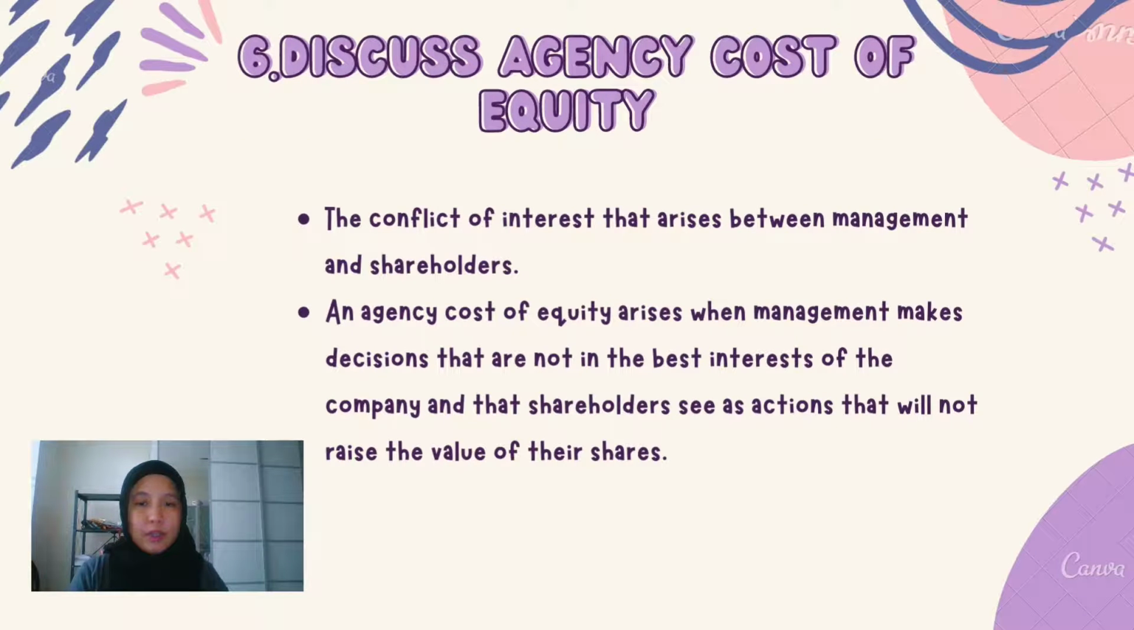The sixth question is to discuss agency cost of equity. Agency cost of equity refers to the conflict of interest that arises between management and shareholders. An agency cost of equity arises when management makes decisions that are not in the best interest of the company and that shareholders see as actions that will not raise the value of the shares. For example, management may believe that a merger is the greatest step forward for the company. But shareholders may believe that a merger would not help the company expand and that the money spent on the merger would be better spent on dividends and other investments. The agency cost of equity would be the cost of stopping the merger, such as lobbying.